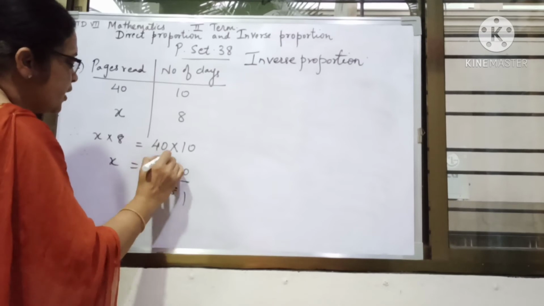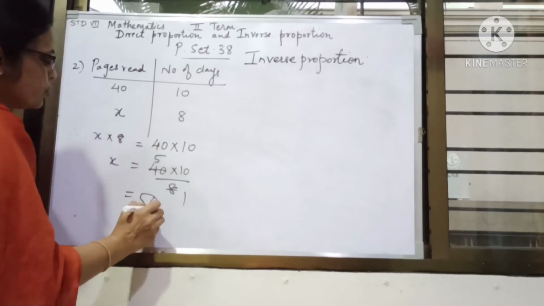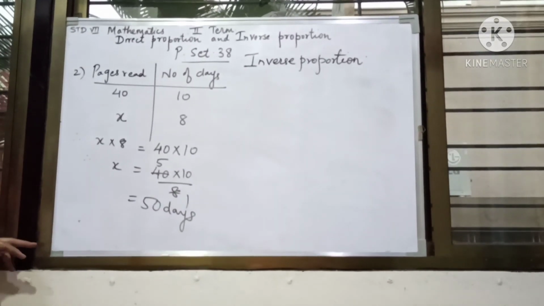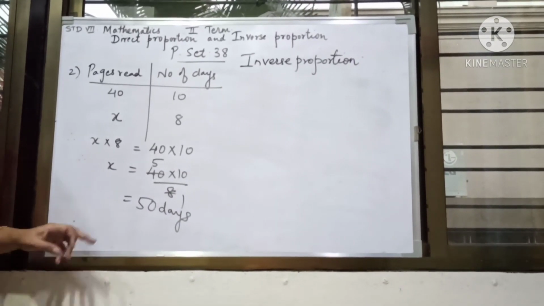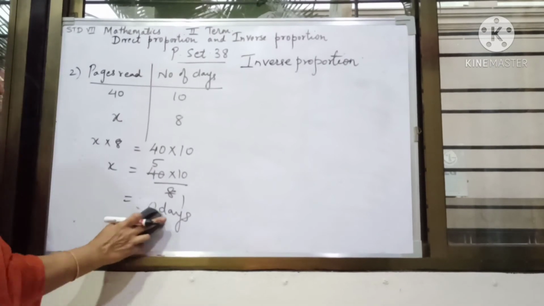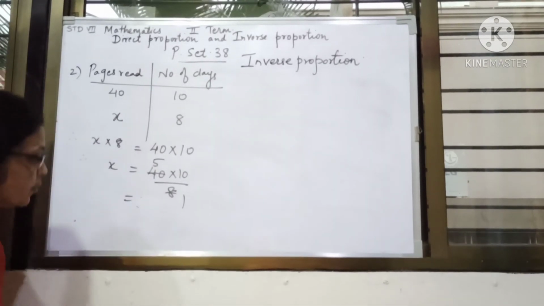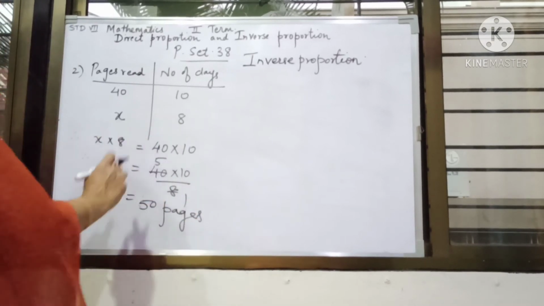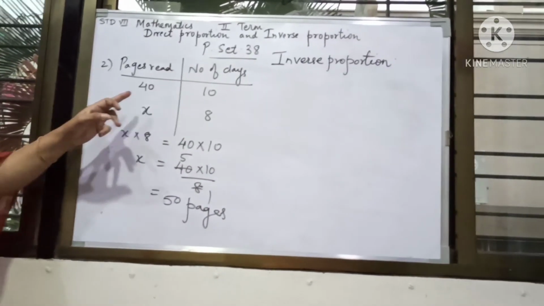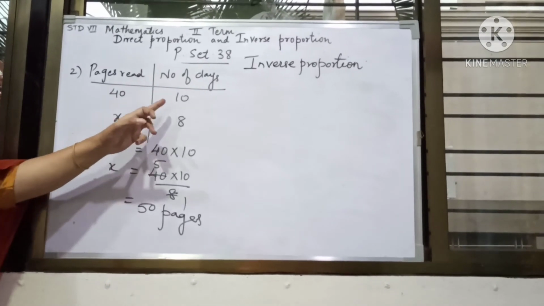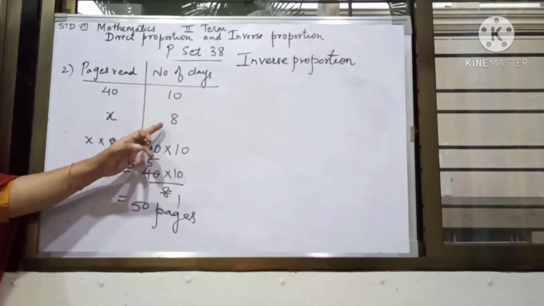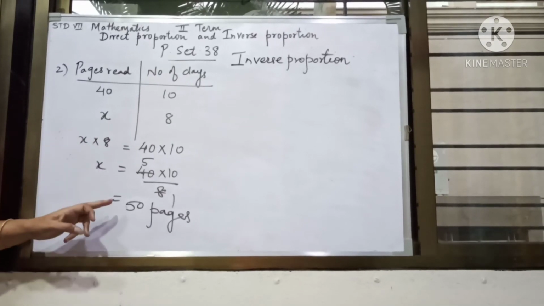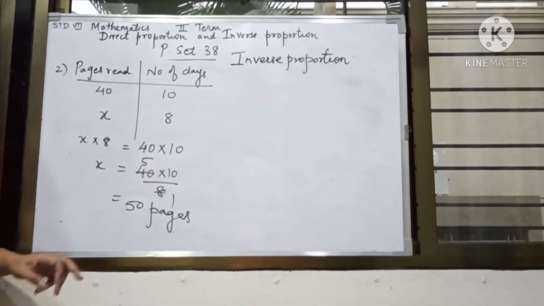8 1s are 8, 8 5s are 40. So he will read 50 pages in 8 days. Now he was reading 40 pages in 10 days. Now here the number of days is reduced. Therefore the number of pages will increase. So we got the answer 50 pages.